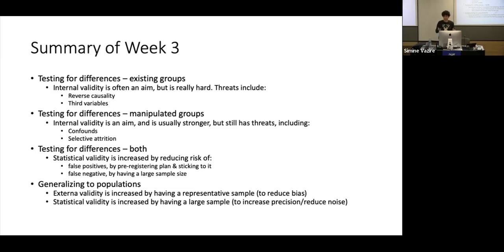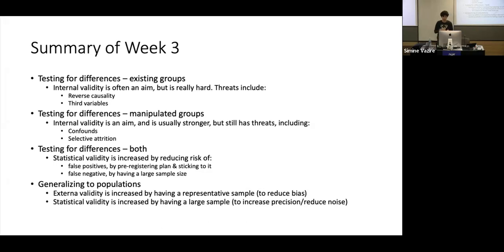We also talked about other kinds of validity threats when testing for differences with both existing groups and manipulated groups. We talked about statistical validity threats: false positives, false negatives, getting the effect size wrong, or even the direction of the effect wrong. And external validity is less of an issue when comparing between groups, but it's still relevant. Whereas when we're generalizing to populations, the biggest threats are external validity and statistical validity. There's usually no issue with internal validity because there usually aren't causal claims when you're talking about one variable at a time. There's no effect of one variable on another.